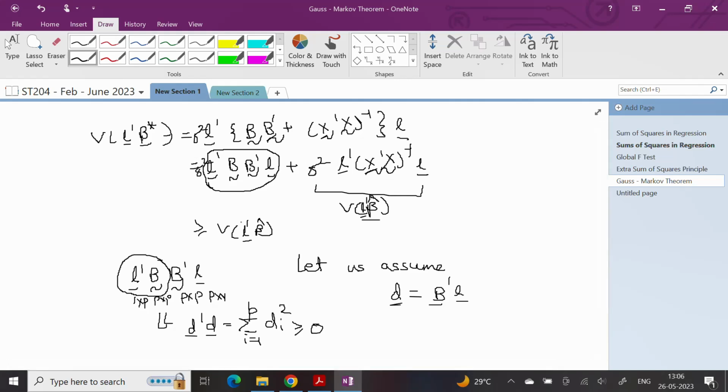Hence, we have established that in the class of linear unbiased estimators, beta hat has the least variance. This is the statement of the Gauss Markov theorem. That is, the ordinary least squares estimates are BLUE, that is, best linear unbiased estimator. Okay, let me stop here. Thank you.